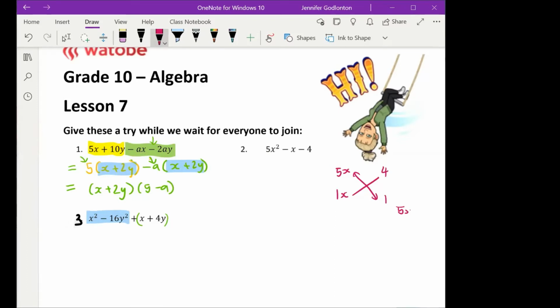Hi, ma'am. I'm not 100% sure on what the answer is because I don't know this method. May I please get the answer? Yes, sorry, sweetheart. I am trying. My screen is just frozen, so it's not letting me write. But the answer for question 2 is x minus 1 in the first bracket, and in the second bracket, 5x plus 4. As soon as my screen's cooperating again, I will be back there with you. But for the moment, give question 3 a try for me.